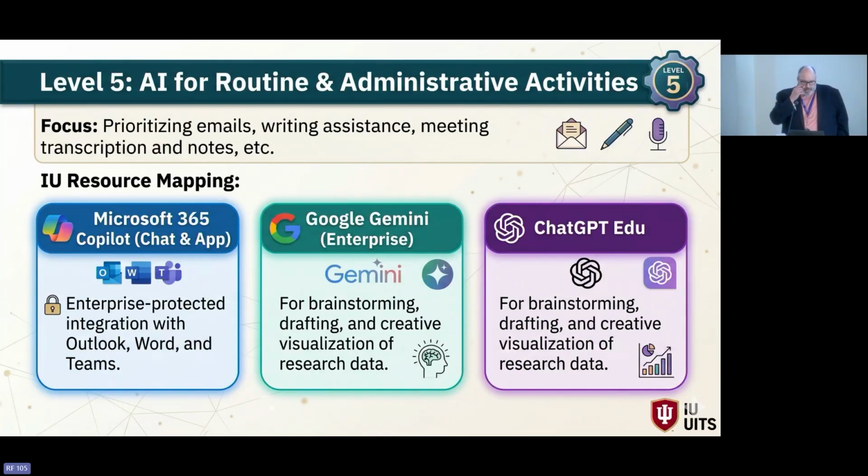Level 5, the AI for routine administrative activities. We have lots of resources there. We got Copilot, Gemini, ChatGPT. I tend to bounce around a little bit. Sometimes I'm a GPT fan, sometimes Google Gemini. I do not use Copilot much. Some of you may find it useful. So that's some of the stuff.